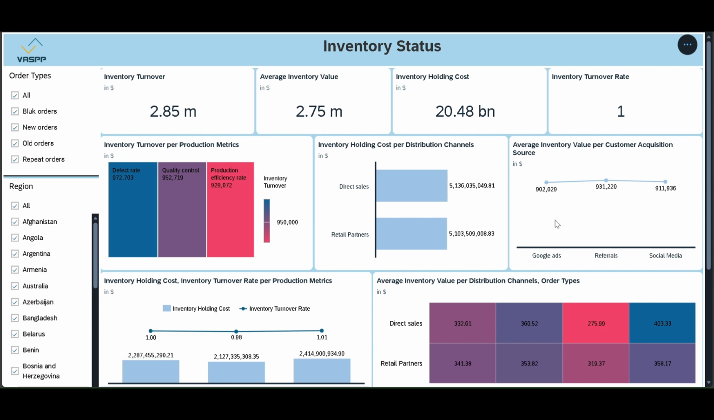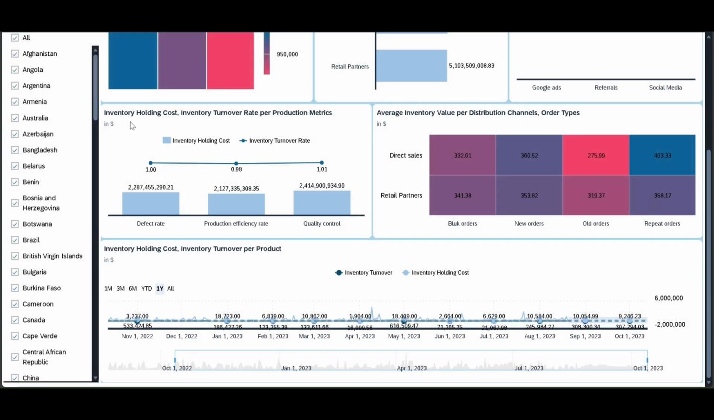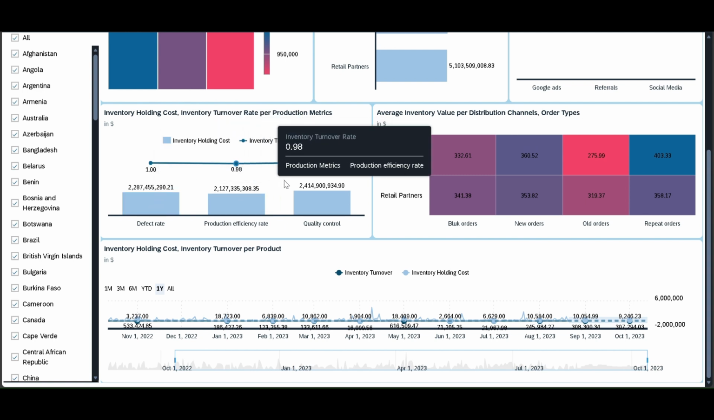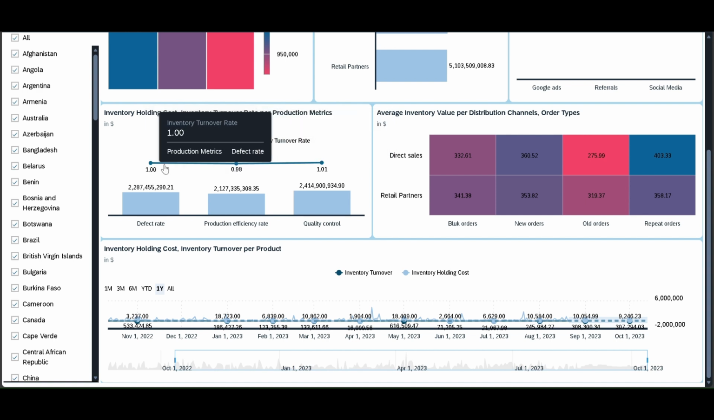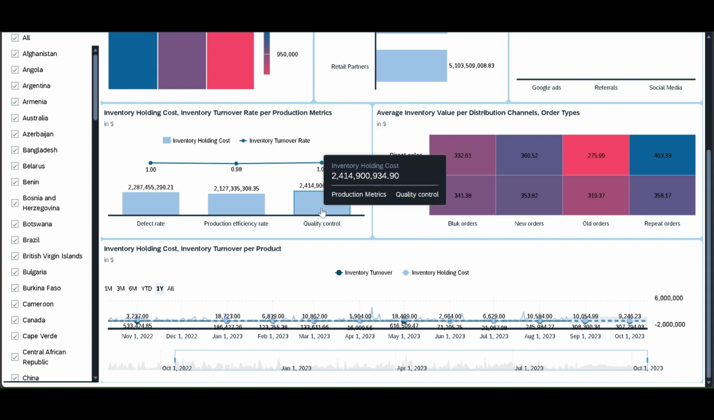Inventory holding cost and turnover rate per production metrics. Bottom left bar, plus line combo. This visual displays holding cost per metric, $2.28 billion to $2.41 billion, and inventory turnover rate, ranging from 0.98 to 1.01. A critical tool for diagnosing production-induced inventory imbalance.